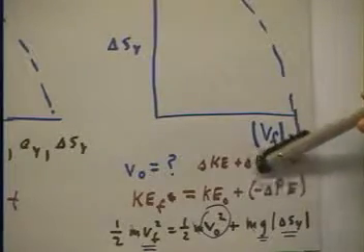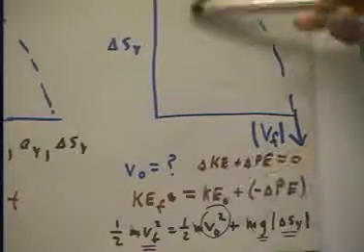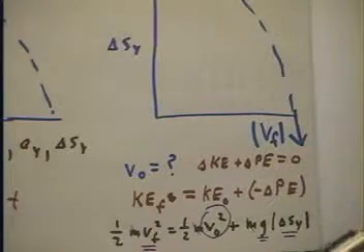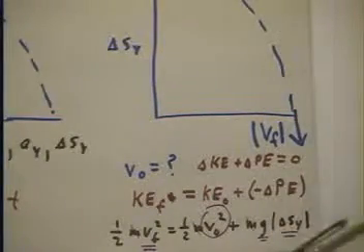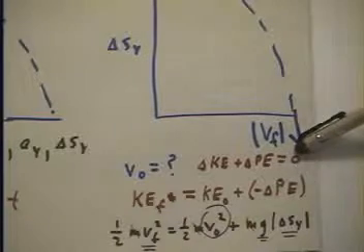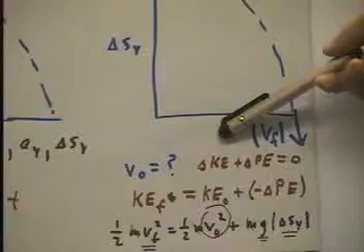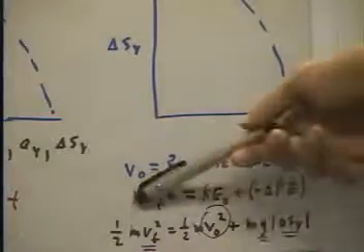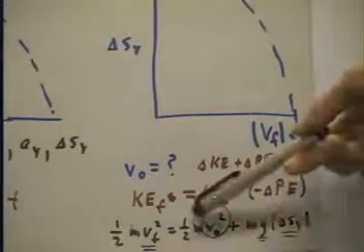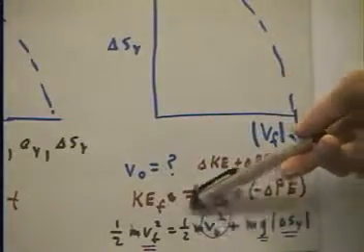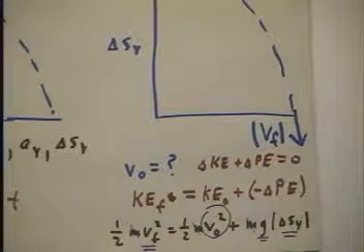Okay, we have a potential energy change because we're falling a distance delta sy. We have a kinetic energy change because obviously this thing's going to speed up as it falls. From this relationship, we see that the change in kinetic energy will be the negative of the change in potential energy. Change in kinetic energy is final minus initial kinetic energy. So final minus initial equals negative potential. If we add the initial kinetic energy to both sides, we get final equals the initial kinetic energy plus the negative of the change of potential energy.